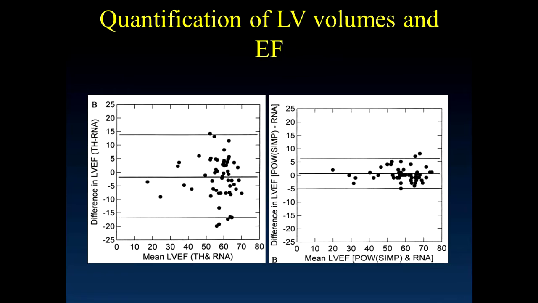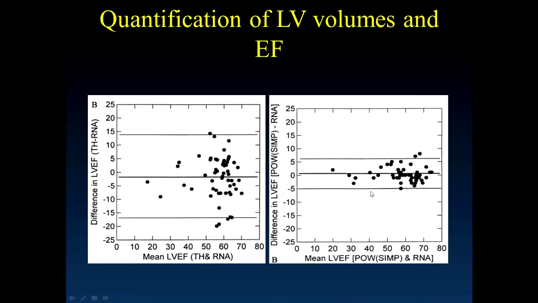This study from Yu et al. compared left ventricular ejection fraction from tissue harmonic imaging versus radionuclide angiogram on the left. You can see that there is up to 20% difference in left ventricular ejection fraction between the two techniques, with a lot of variability between the two techniques. On the other hand, when left ventricular ejection fraction is quantified from contrast-enhanced images and compared to nuclear data, there is much better concordance between the two techniques.